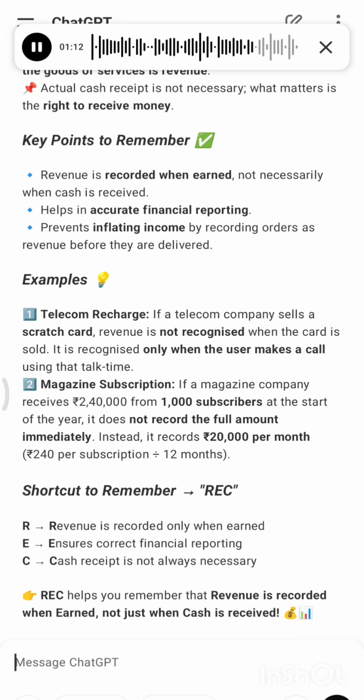Shortcut to remember: REC. R: Revenue is recorded only when earned. E: Ensures correct financial reporting. C: Cash receipt is not always necessary. REC helps you remember that revenue is recorded when earned, not just when cash is received.